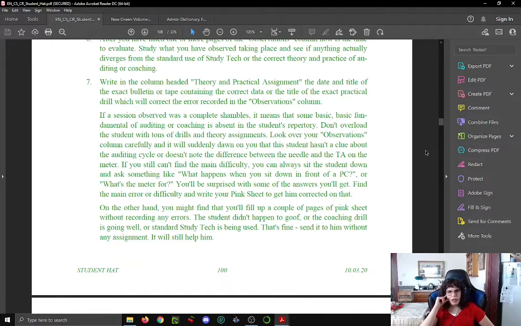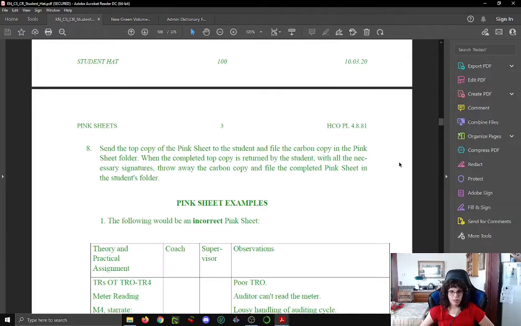On the other hand, you might find that you'll fill up a couple of pages of pink sheet without recording any errors. The student didn't happen to goof, or the coaching drill is going well, or standard study tech is being used. That's fine, send it to him without any assignment. It'll still help. 8. Send the top copy of the pink sheet to the student and file the carbon copy in the pink sheet folder. When the completed top copy is returned by the student with all the necessary signatures, throw away the carbon copy and file the completed pink sheet in the student's folder.